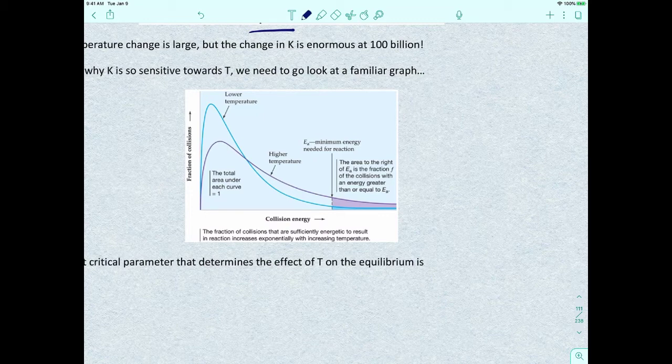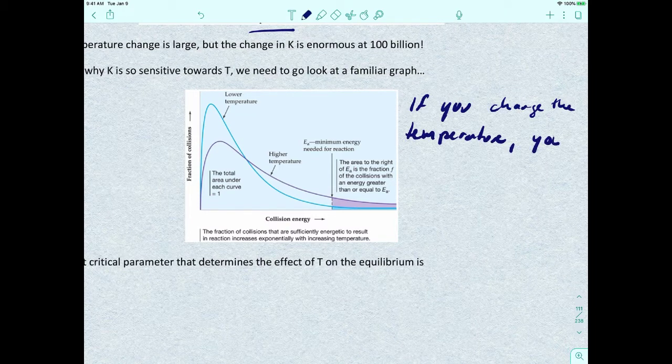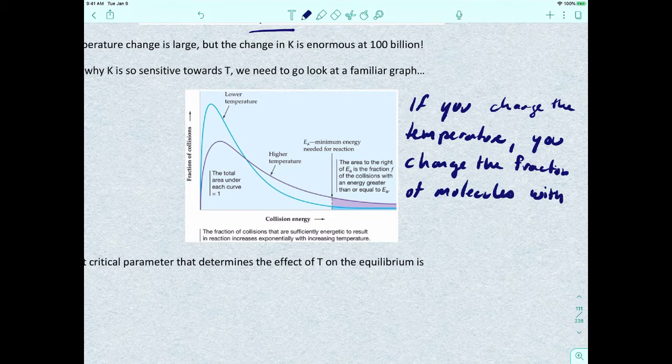And if you increase the temperature, you do increase the fraction of the molecules that collide with the right amount of energy. So if you change the temperature, you change the fraction of molecules with high enough energy to react.